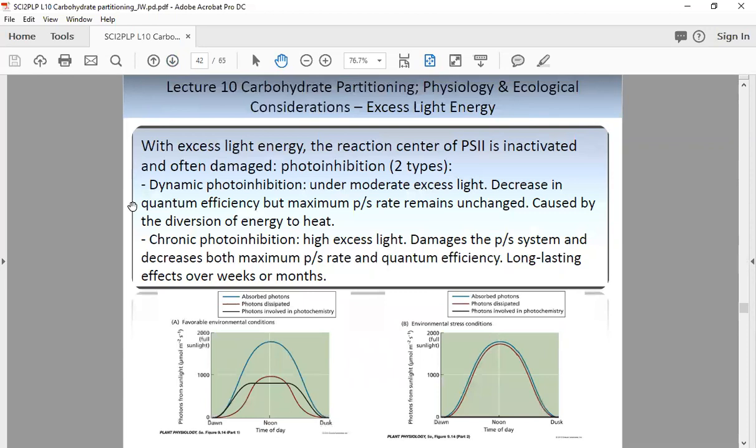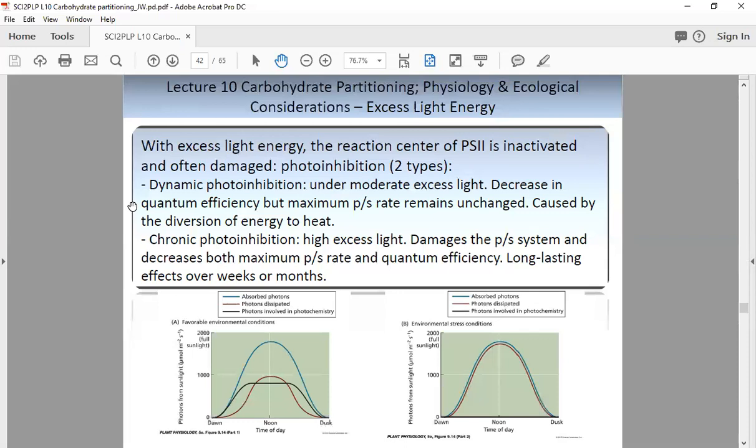There is a decrease in quantum efficiency, but the maximum photosynthetic rate remains unchanged. And this is caused by the diversion of energy to heat. All right, so this process of photoinhibition is often temporary and it's reversible.